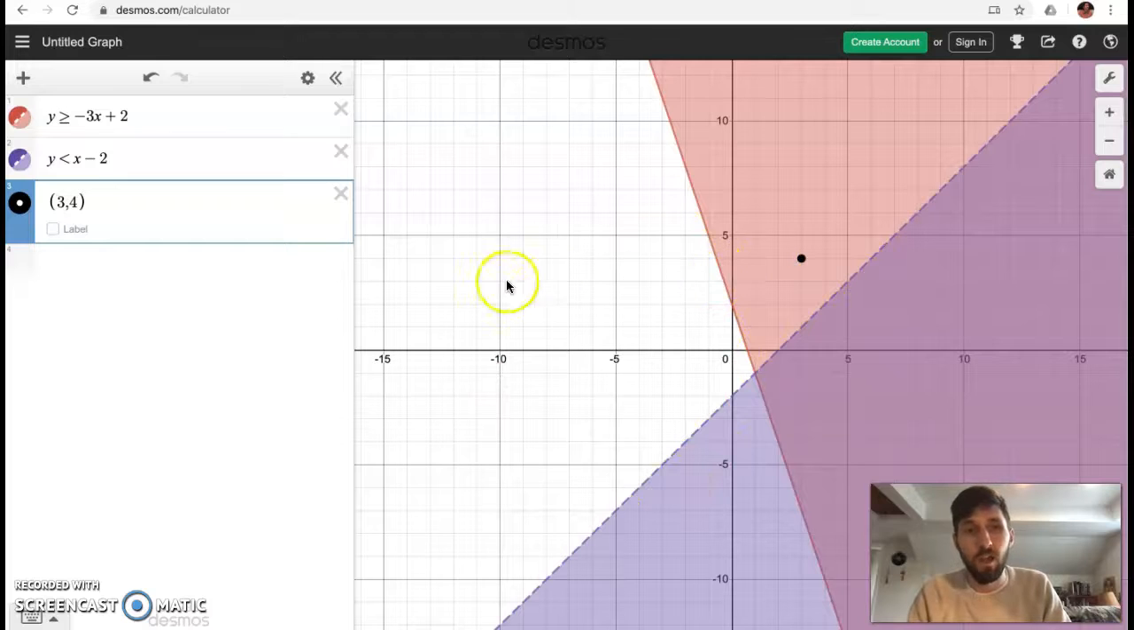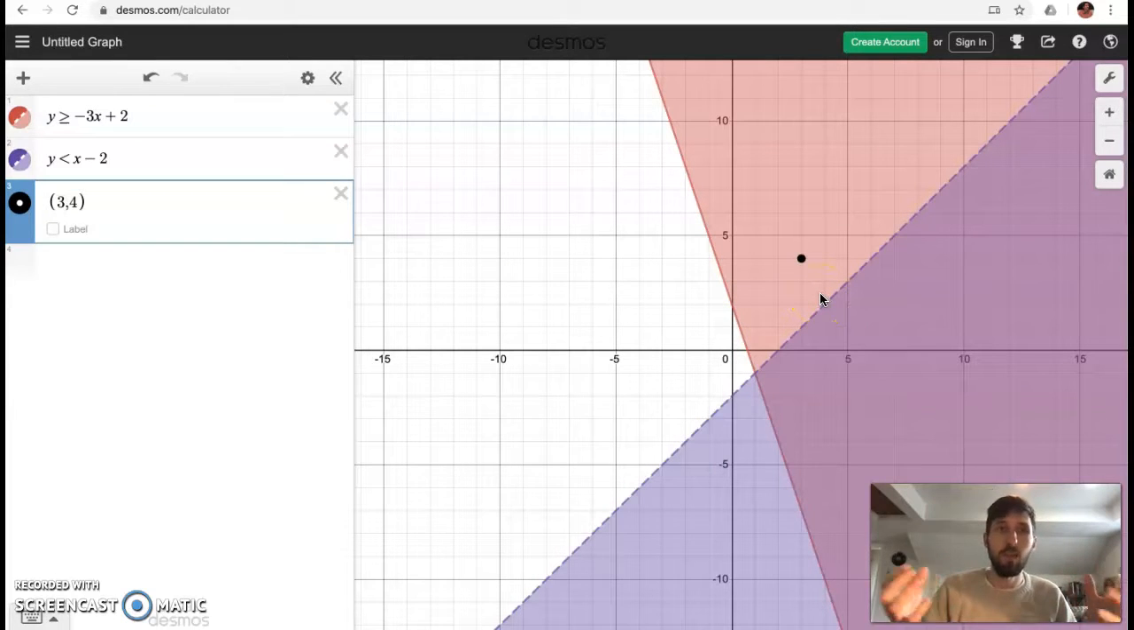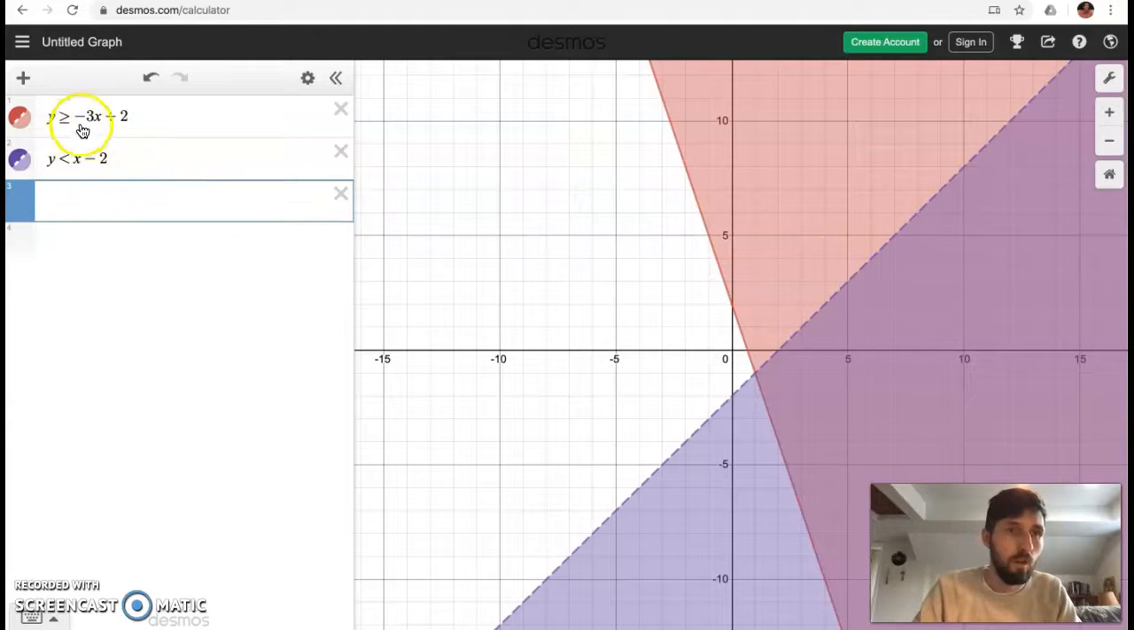And that means that it's not actually going to be a solution to the entire system, because to be a solution to the entire system, it has to be a solution to both things. So that's how you find if something is a solution. So this one is a solution. We can count that as a solution. All right, let's show a couple other examples.